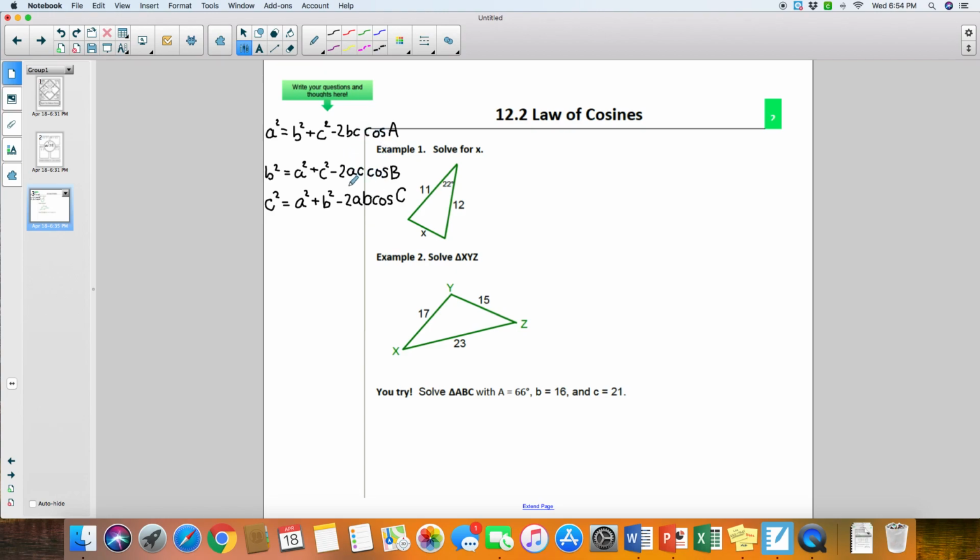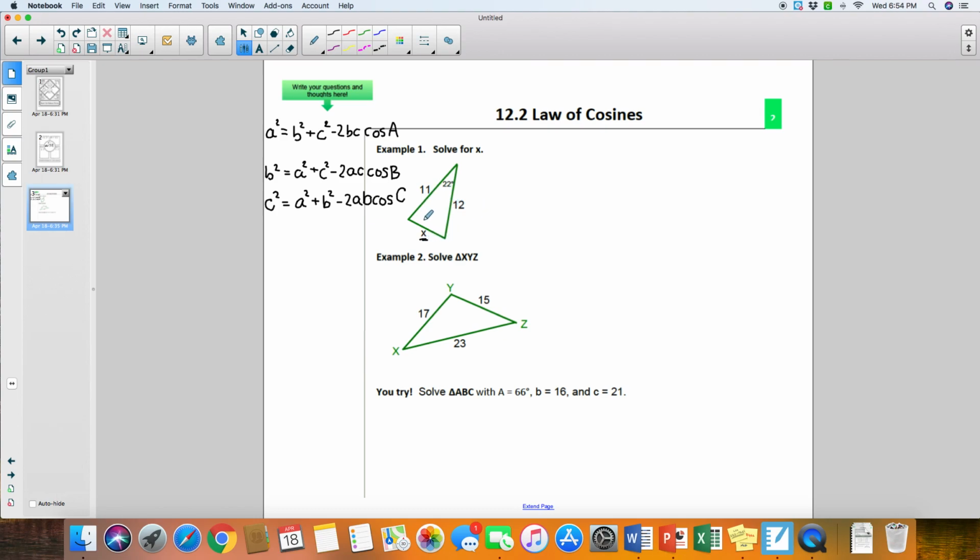You would pick which one of the three to use based upon how your triangle was labeled in your given information. So let's look at example 1. It says solve for x. They give us a triangle with an angle measurement of 22, a side length of 11, and another side of 12, and they would like us to find side x.